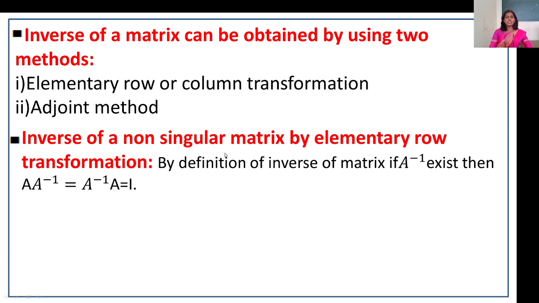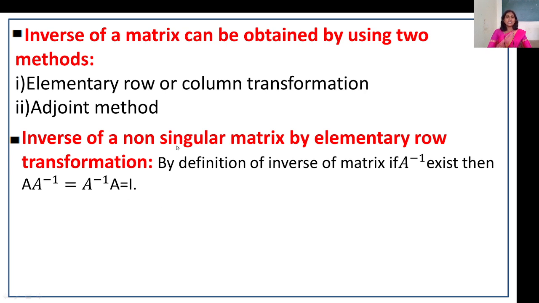The inverse of a non-singular matrix by elementary row transformation. Now we start with the first method, that is using elementary row transformation. So first is the inverse of a non-singular matrix by using elementary row transformation. Now by definition of inverse of a matrix, if A inverse exists, then A into A inverse or A inverse into A is equal to I. I means the identity matrix. This is the definition of an inverse of a matrix.